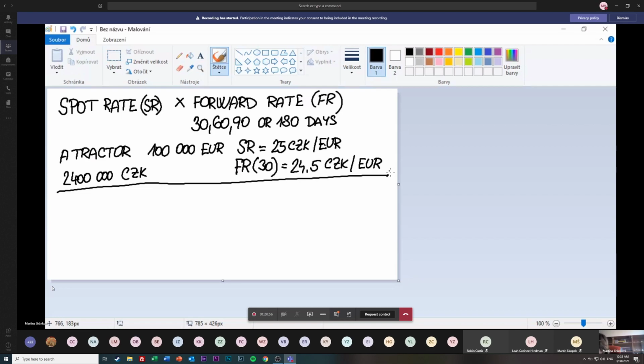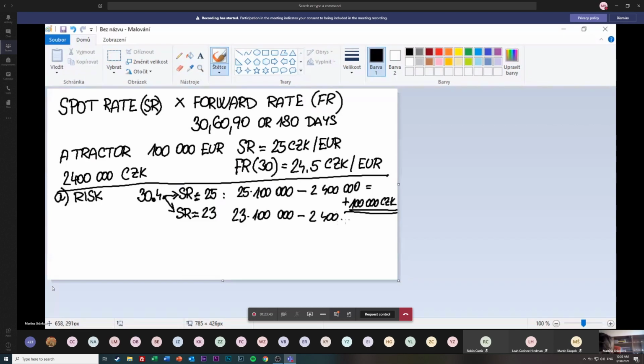So I go and exchange under the spot rate, and you can see what's happening. I was risking, and this time I lost. Minus 100,000 Czech crowns. So I lost money. What should I have done? I should have hedged.